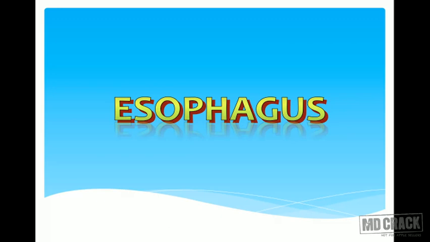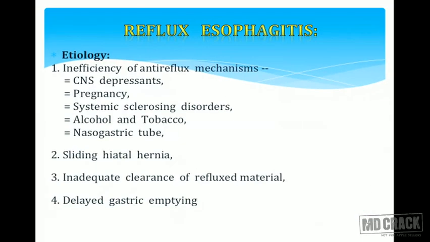Let us see a few lesions of the esophagus. A very common entity that most of the population will suffer from is reflux esophagitis, where gastric contents reflux back into the esophagus. It could be due to inefficient anti-reflux mechanisms.